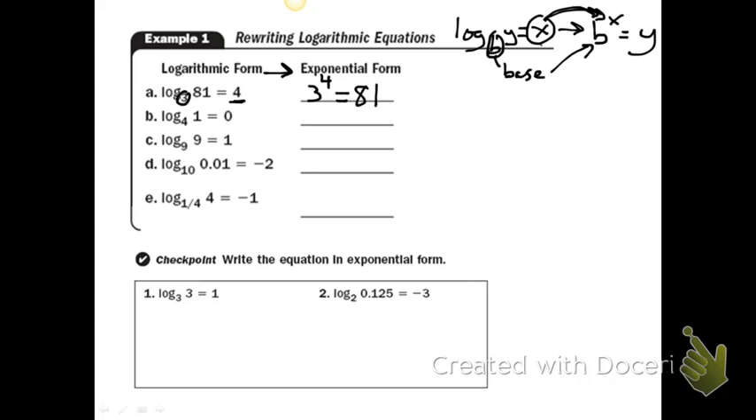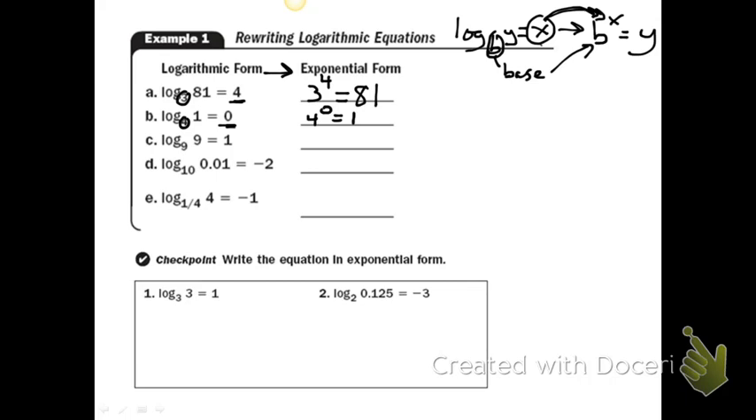If I have log base 4 of 1 equals 0, I know I start with the base of the log, so I'm going to have the base of my exponent be 4. Logs are equal to the exponents that the base is raised to, so I have 4 to the power 0, and that's got to equal 1. So let's do a couple more.